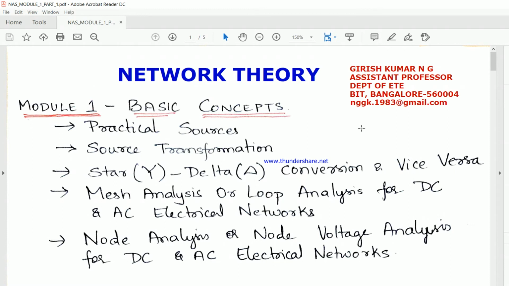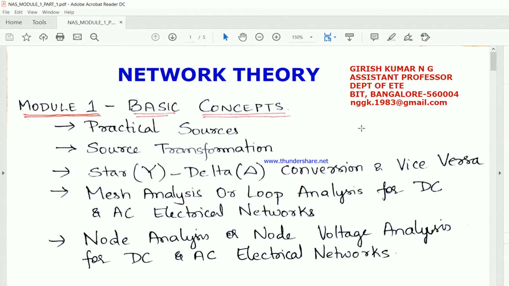So to find those parameters, we will be given an electrical network where you need to apply the source transformation method, and then you need to find it out. So we'll be solving many problems related to this particular concept. At a later stage we'll see that.